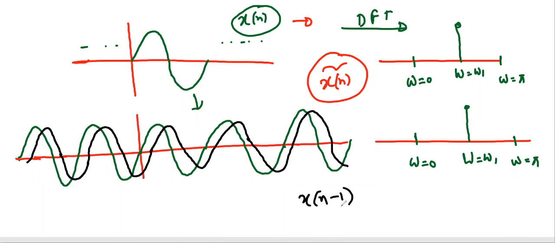And now if you do the Fourier transform of x[n-1], what happens to the magnitude response? Do you have any change in the frequency domain? Magnitude response for the black line? Any of you? No, sir. No changes. So that means it will be at the same location because the frequency hasn't been changed here. So that is very, very simple to understand.